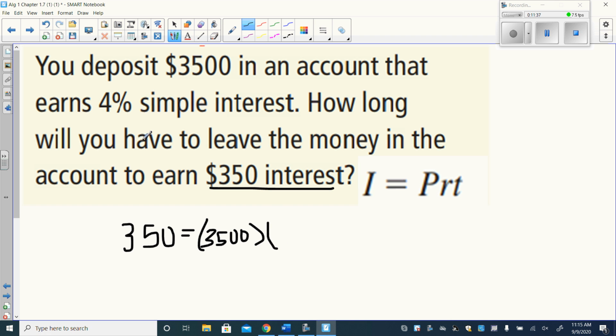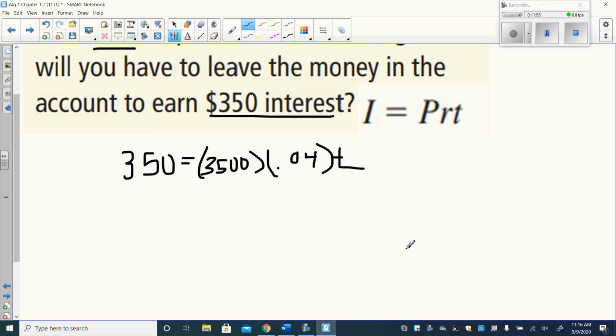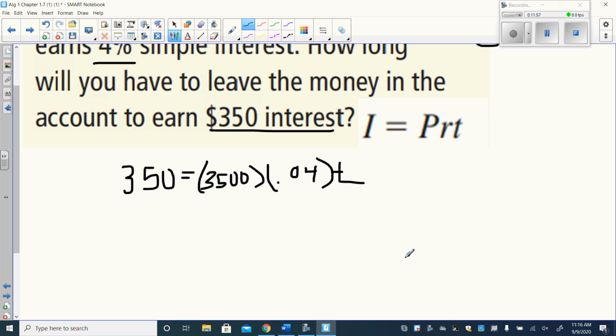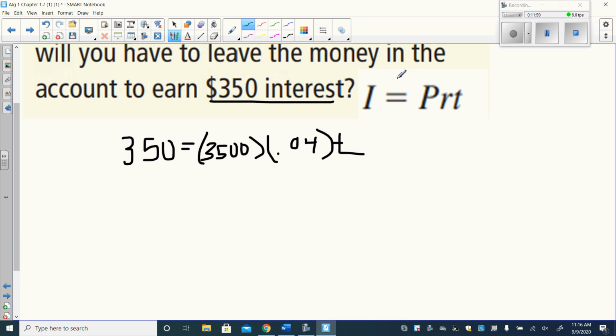Now the simple interest, they told us it was 4%, but again, we need it as a decimal. So if I'm going to write it as a decimal, I have to move the decimal 2 places over to the left. So 0.04 is our rate, but we don't know time. That's what we're solving for. We're solving for t. So I plugged in I, P, and R, and we're solving for t.